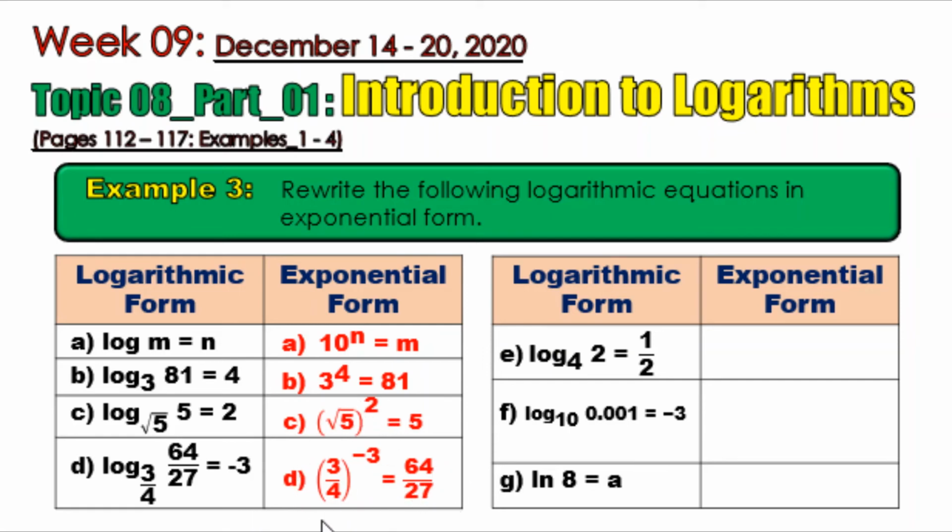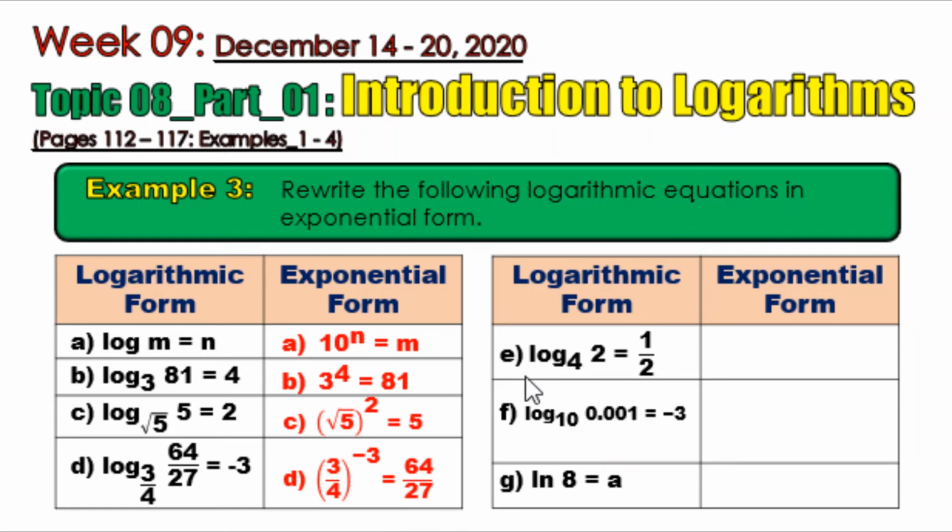So I would like to emphasize this parenthesis. The parenthesis must be used for the whole fraction, since the exponent negative 3 is the exponent of the fraction 3/4. If there is no parenthesis, it means that the exponent negative 3 is only for the 3. So take note of the use of these parentheses.